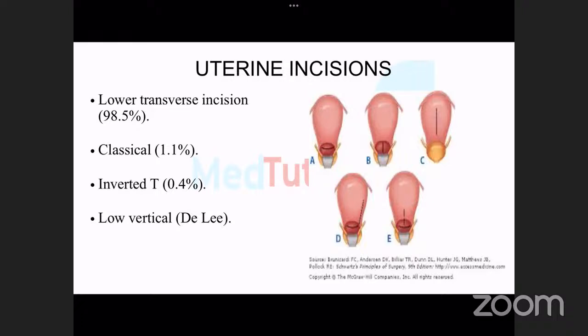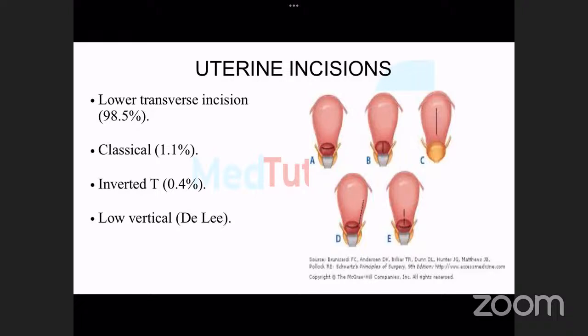Then you can have the classical cesarean section. Now, the classical cesarean section is the one that you cut longitudinally. This is C, classical cesarean section. Then you have your E, the low vertical incision. You can have inverted T. This inverted T is your, where is it? Is your B.